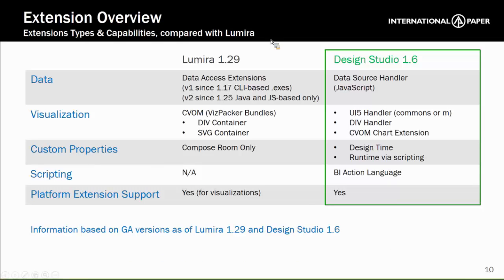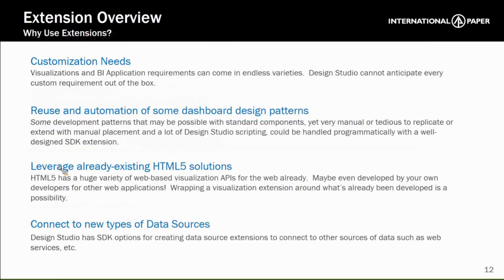And now with 1.29 of Lumira, they're available on the server for visualizations and actually technically data access extensions for version 2, and they've always been available in Design Studio. So anyway, that's just a high-level overview of what types of extensions there are and some of the things that you can do with them.